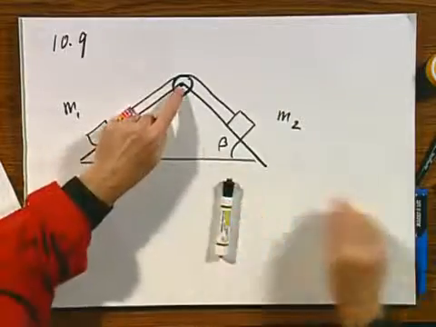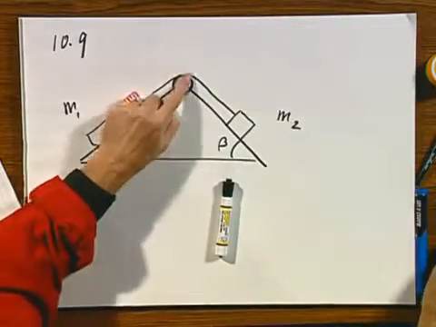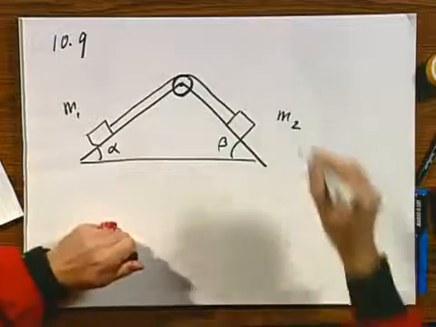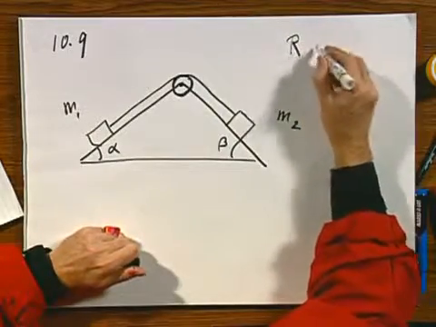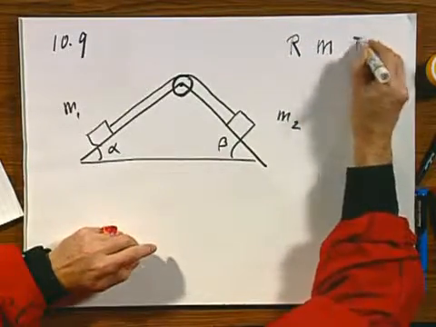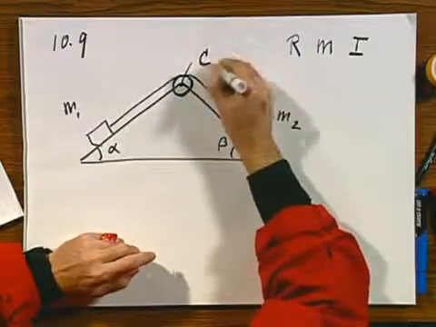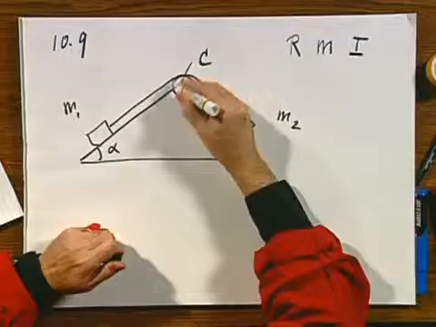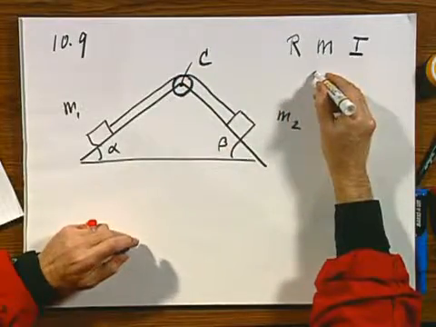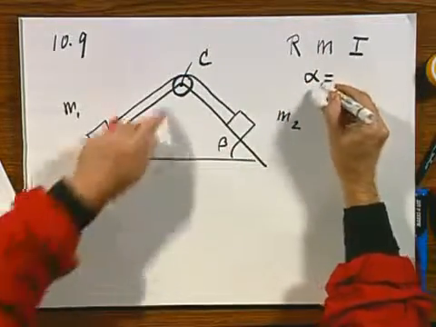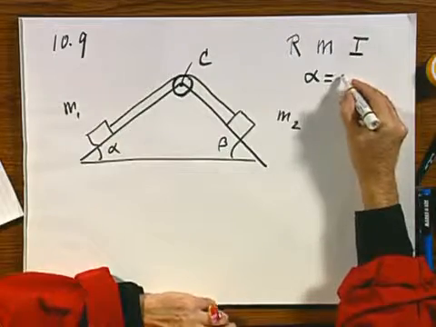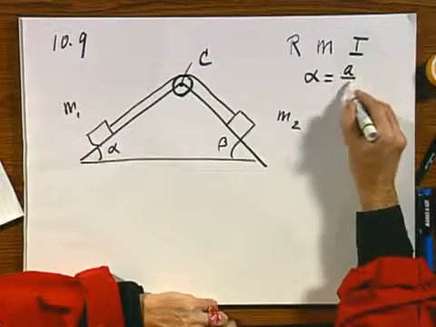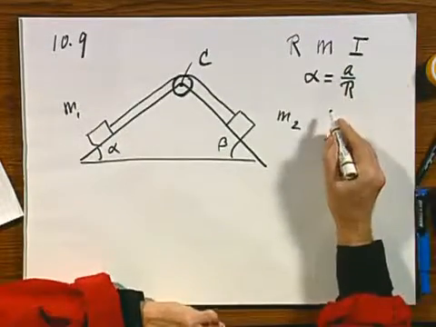The pivot of the pulley is frictionless, but the pulley itself has a radius r, and it has a certain mass m, so it has a moment of inertia in rotating about its center c. There is no slip on the pulley, so I can again use that alpha, which is omega dot for the pulley, equals a divided by r at any moment in time.